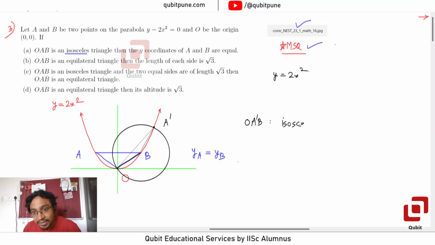Yes, it is an isosceles triangle. Yes. आइसोसेलेस हो गया वो, लेकिन उसका y कोऑर्डिनेट्स a और b का सेम है क्या? No, y coordinate of A dash is not equal to y coordinate of B.